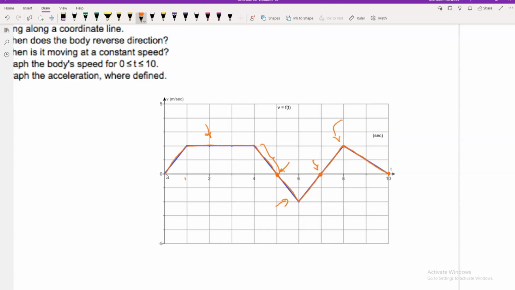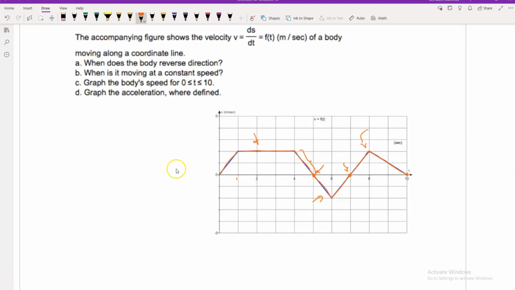So our answer for part A, when does the body reverse direction? The answer is 5 and 7. So the body reverses direction at t equal to 5 and t equal to 7. So these 2 points.